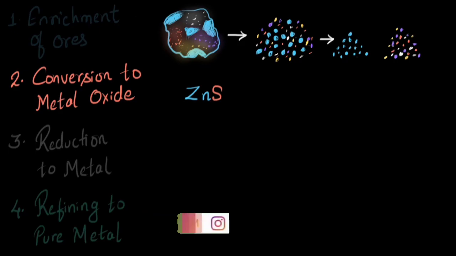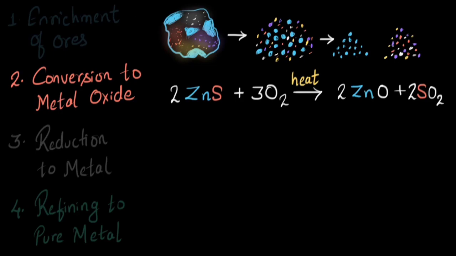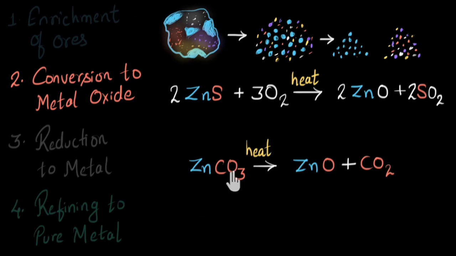Then we will heat this with excess of oxygen, and that's how zinc sulfide will convert to zinc oxide. Whereas if we had zinc carbonate, then we will heat this in limited supply of oxygen. And that's how a carbonate converts to oxide.